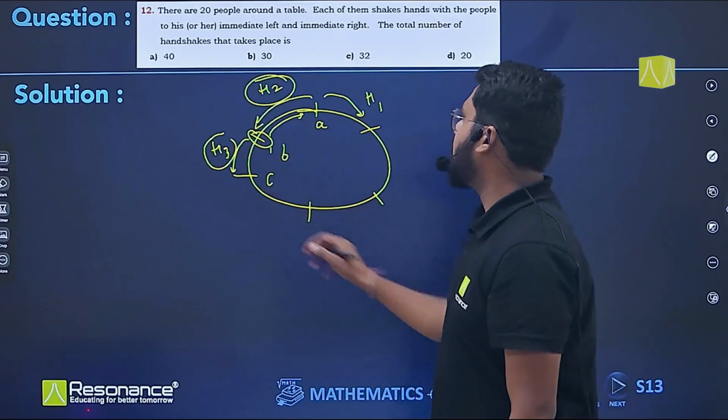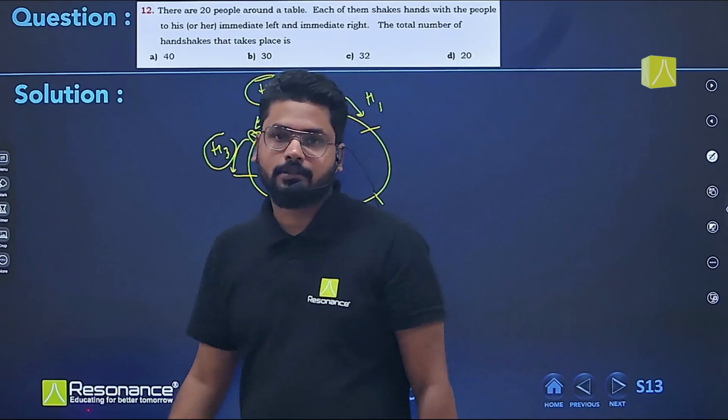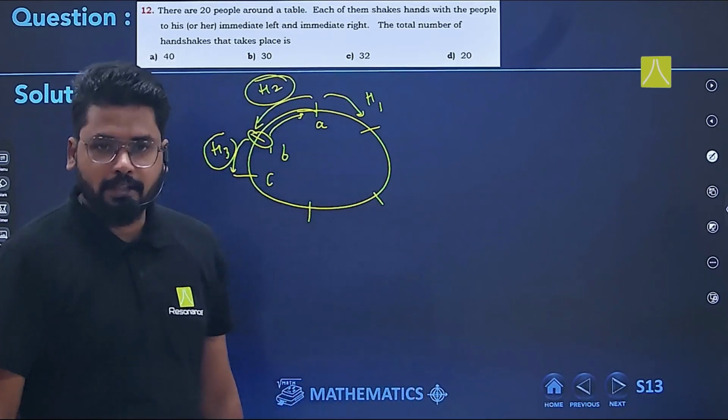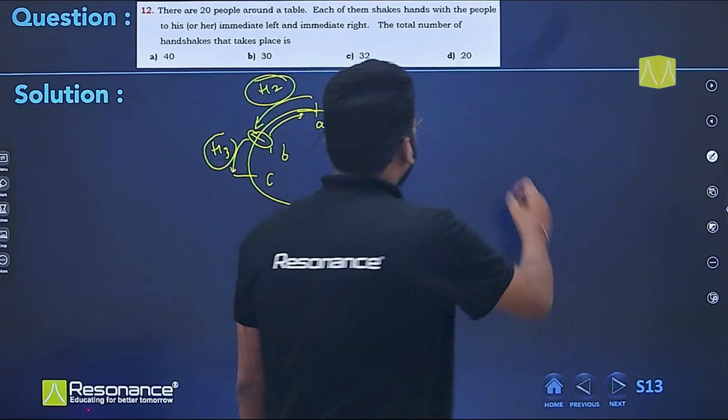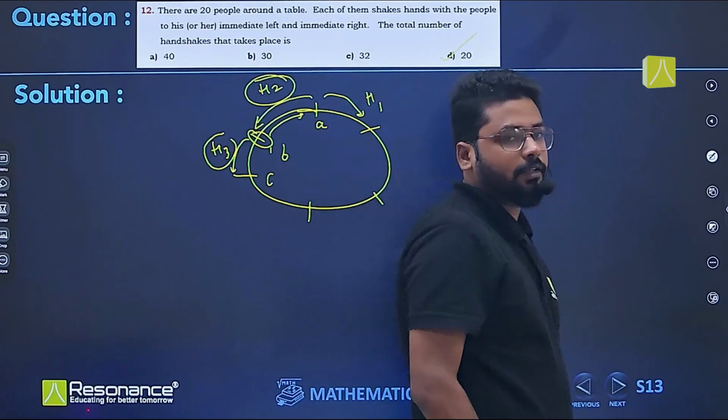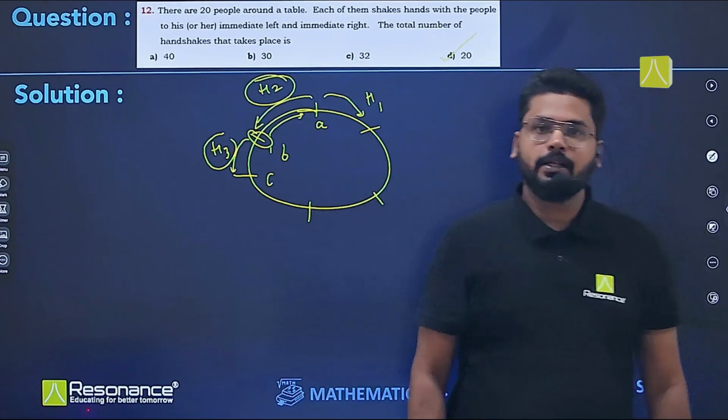So for 6 people you can see that it will be 6 handshakes. So for 20 people, 20 handshakes are there.